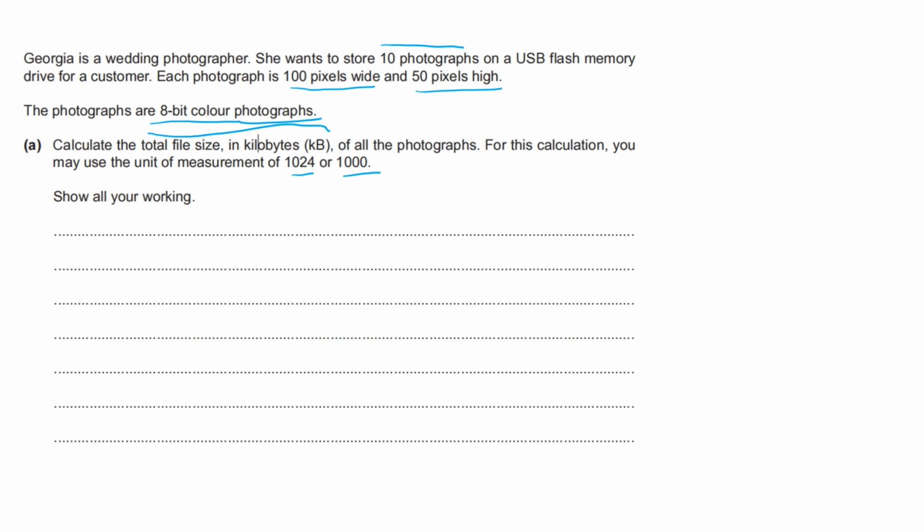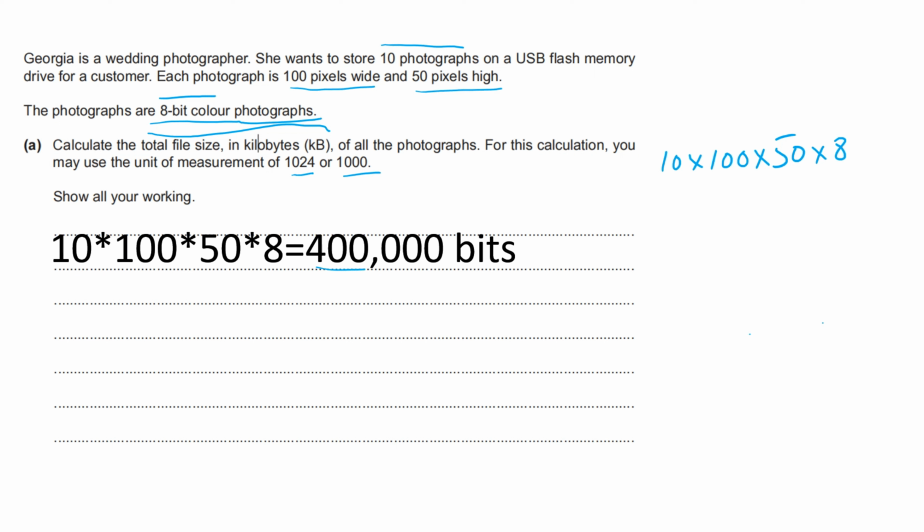So we know calculating the file size is very easy. We just need to multiply all the numbers. So for example, we have 10 photographs. So 10 multiplied by the resolution, 100 pixels, 100 multiplied by 50. And then we have the color depth, which is 8-bit, right? Multiply by 8, and we multiply all those numbers and we get the answer in bits. The question is asking us to give the answer in kilobytes, so we need to convert this number, which is in bits, to kilobytes.